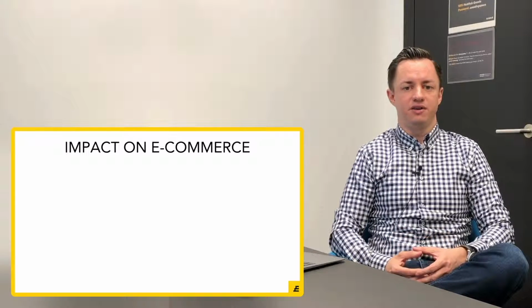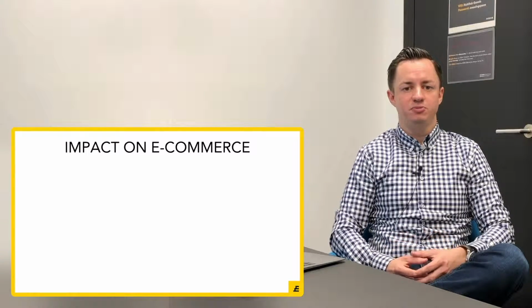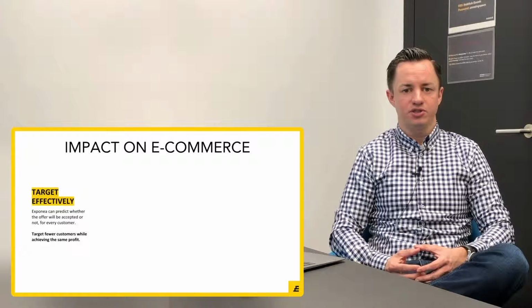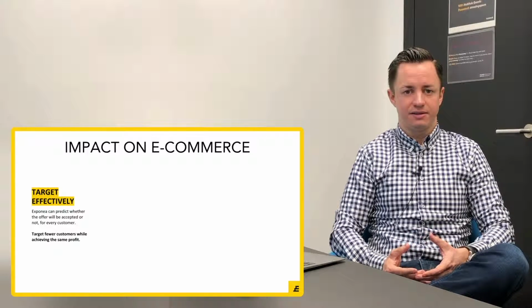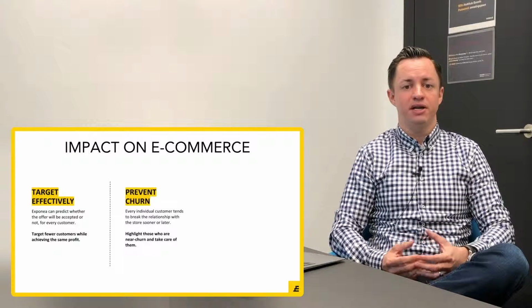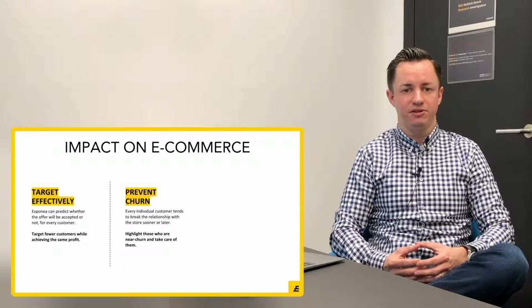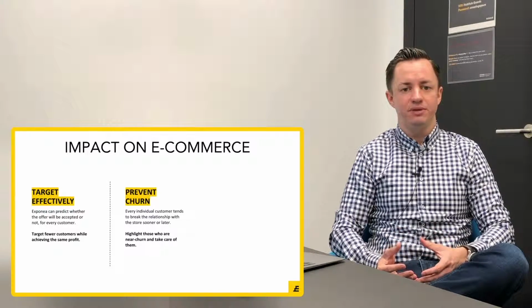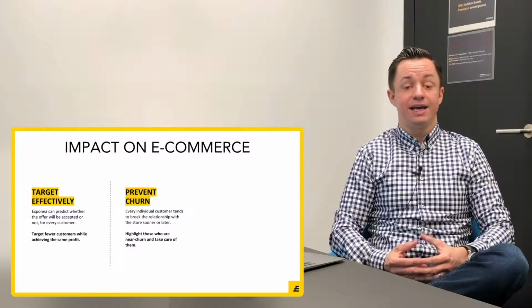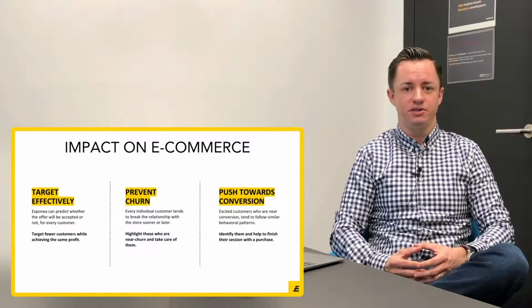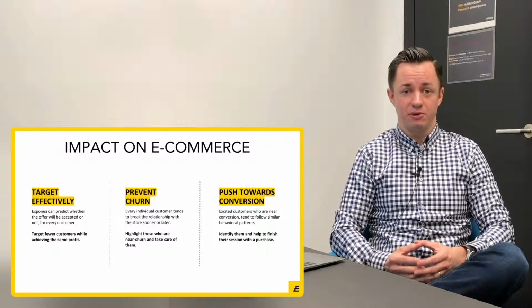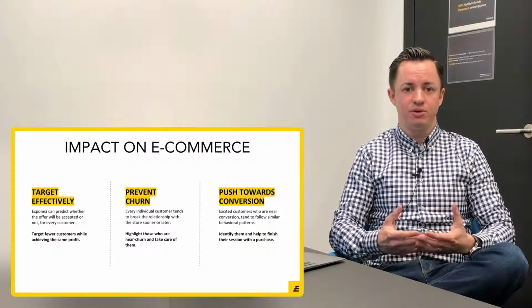What impact do we actually have on e-commerces? While using Exponea, you are able to target fewer customers and achieve same or bigger profits thanks to our predictions module and segmentation. Secondly, you are able to prevent churn by identifying those with the highest probability of churning, take care of them, and thus increase their retention. And lastly, the most important thing is that you are able to target visitors with the highest probability of making a purchase and help them to actually do that.